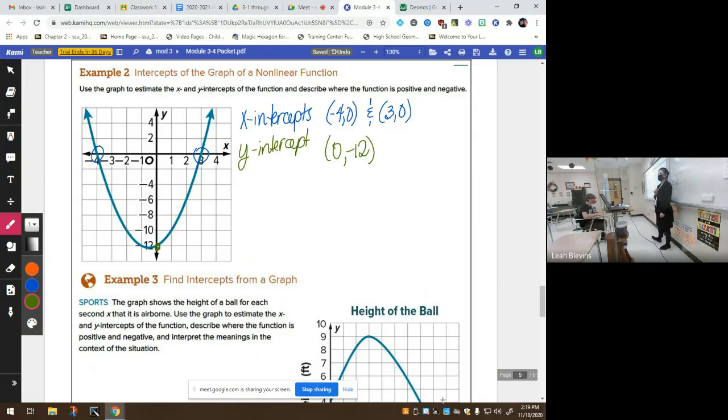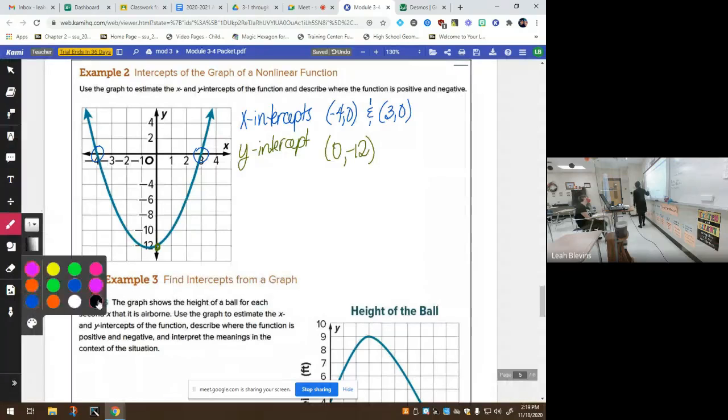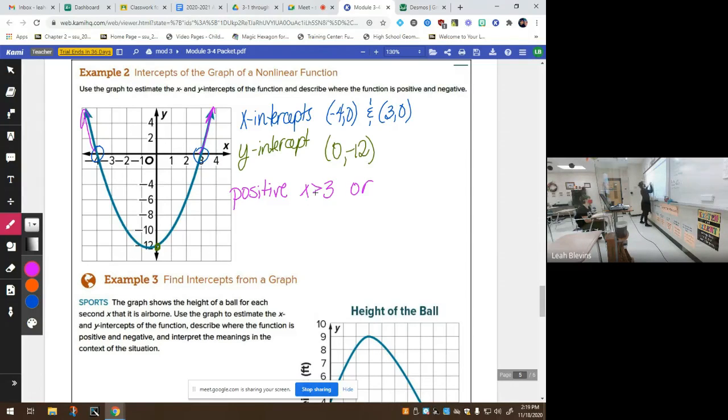Now this one's a little bit different. When I'm talking about the positives and the negatives, I've got to be a little more specific. This time my function is positive here and here, right? So it's positive if x is greater than 3, or if x is less than -4.